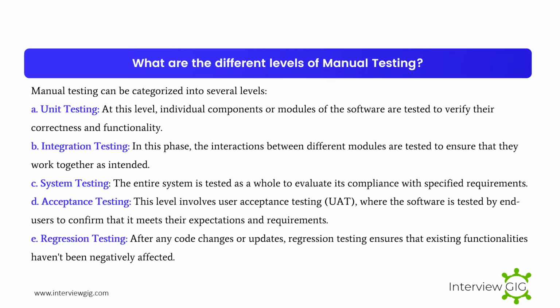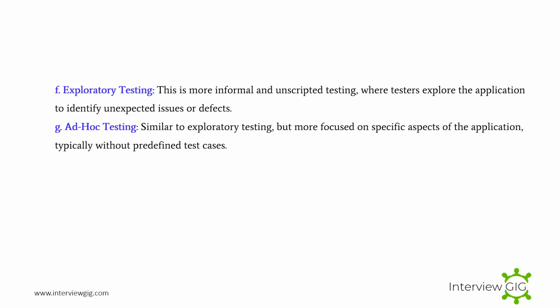E. Regression testing. After any code changes or updates, regression testing ensures that existing functionalities haven't been negatively affected. F. Exploratory testing. This is more informal and unscripted testing, where testers explore the application to identify unexpected issues or defects. G. Ad hoc testing. Similar to exploratory testing, but more focused on specific aspects of the application, typically without predefined test cases.